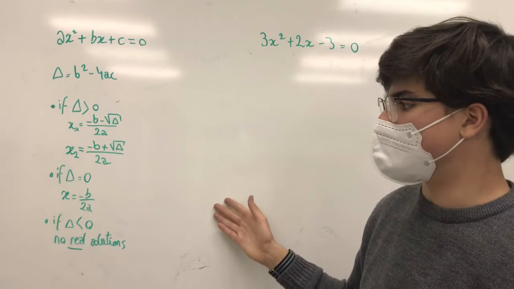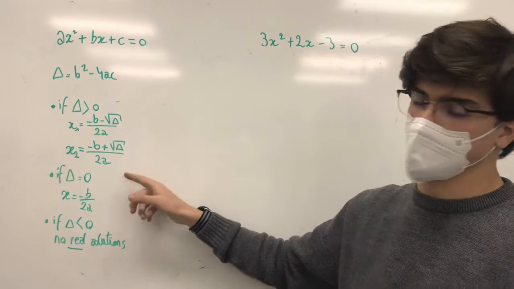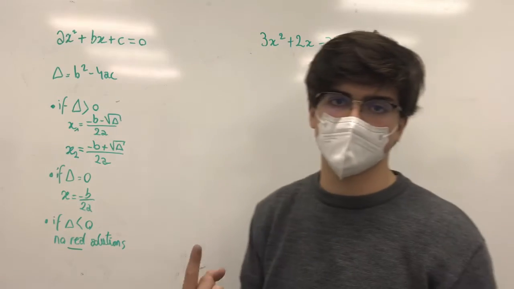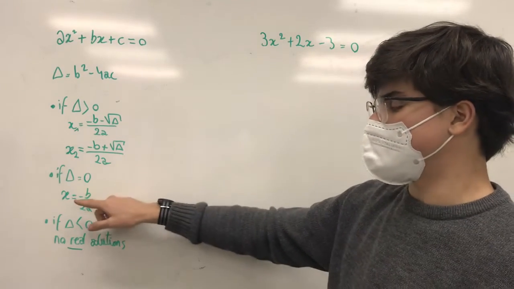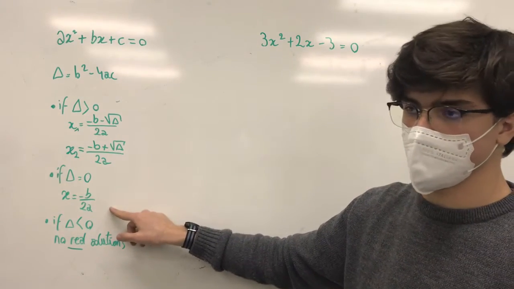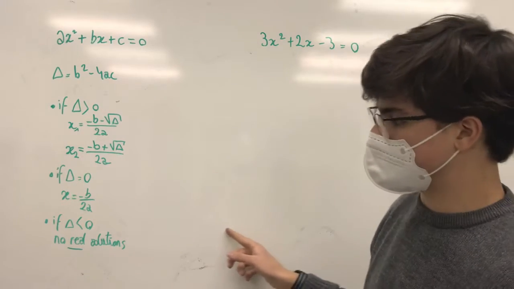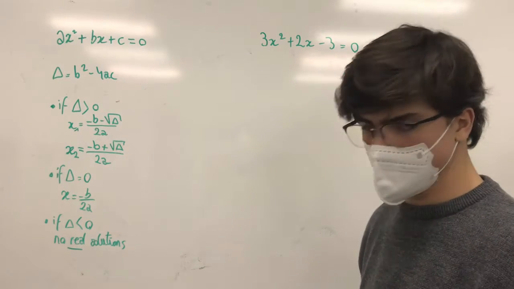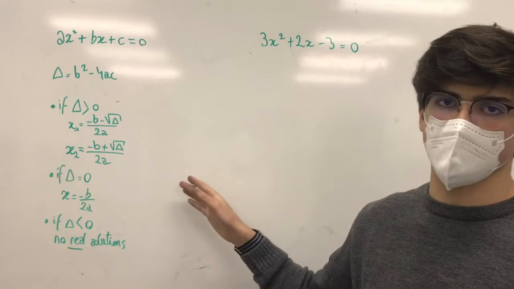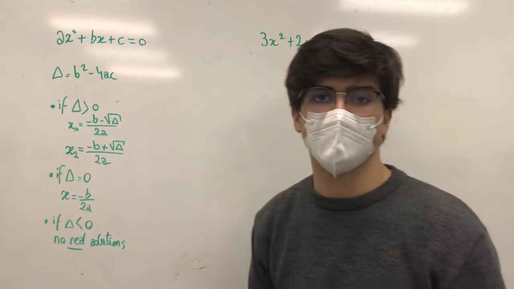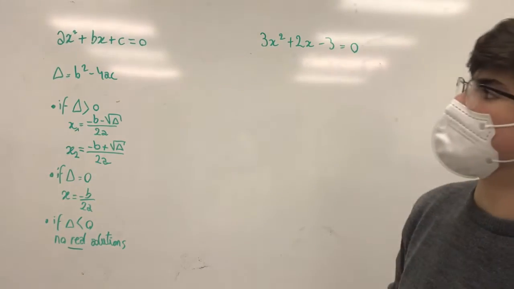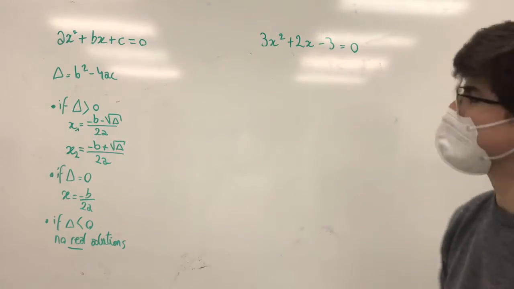The other case is if delta is equal to 0. In that case, it's simpler. We only have one solution, and it's x equals minus b over 2a. And the third case is if delta is inferior to 0. In that case, we don't have a real solution. So we cannot solve the equation for now.